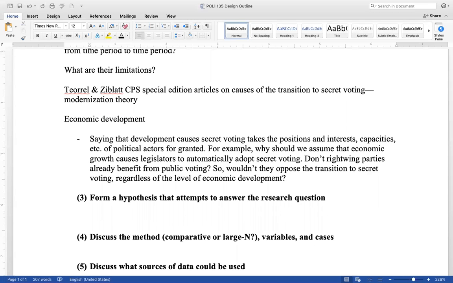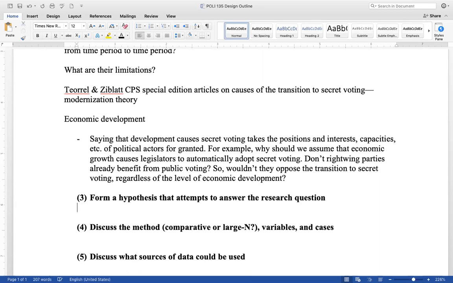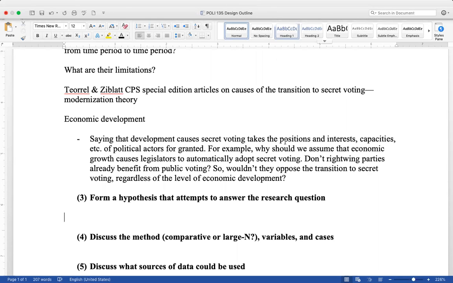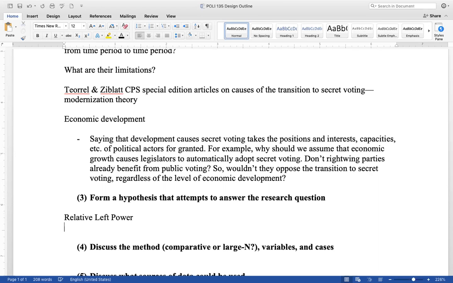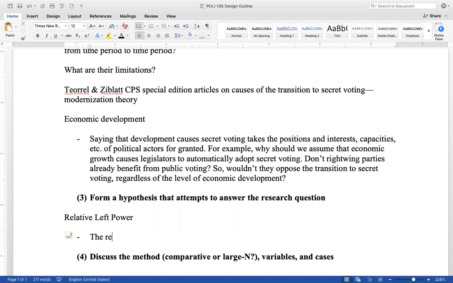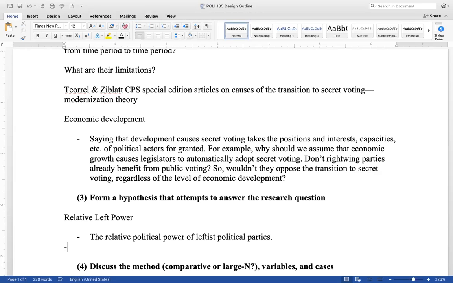So what is my hypothesis then? What do I think explains variation in secret voting? Well, what I think explains variation in secret voting is what I thought of earlier, and I'm calling relative left power. And this is the relative political power of leftist political parties. And this is relative to right-wing political parties.